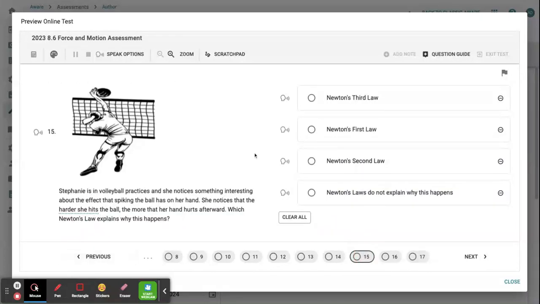Stephanie is in volleyball practice and she notices something interesting about the effect that spiking the ball has on her hands. She notices that the harder she hits the ball, the more her hand hurts afterwards. Which of Newton's laws explains this? Well, that's the third law, because if she's hitting the ball, the ball is also pushing back on her.